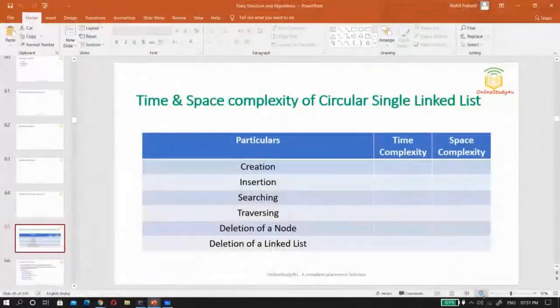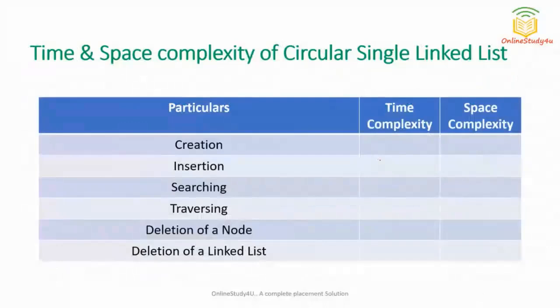Okay, it is almost similar across all the linked lists. So for creation, what will be the complexity for creation of a single circular linked list? Okay, I'm talking about a circular single linked list. Big O of 1, everyone agrees, and space complexity is also big O of 1.